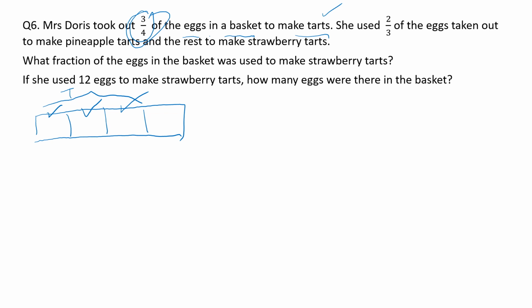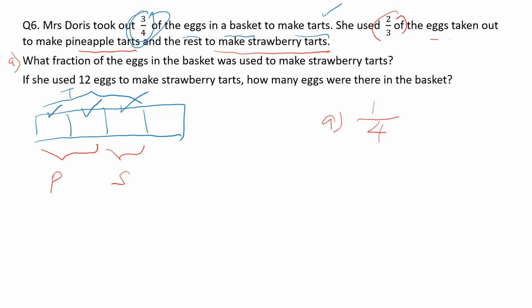And out of these 3 out of 4 eggs over here, she used 2/3 of the eggs to make pineapple tarts. Okay, and the rest make strawberry tarts. So what should I do? 2 out of 3. So from here, these two are used to make pineapple tarts. And this is to make strawberry tarts. That's all. So for part A, what fraction of the eggs in the basket were used to make strawberry tart? Obviously, the answer will be 1 out of 4.